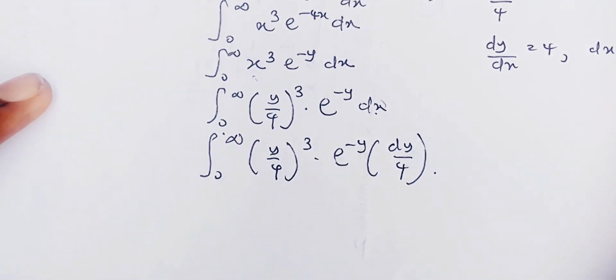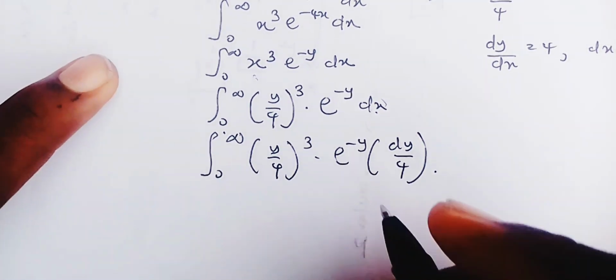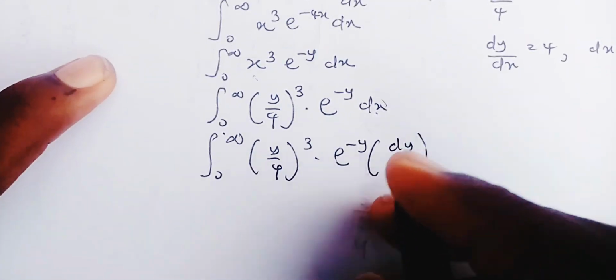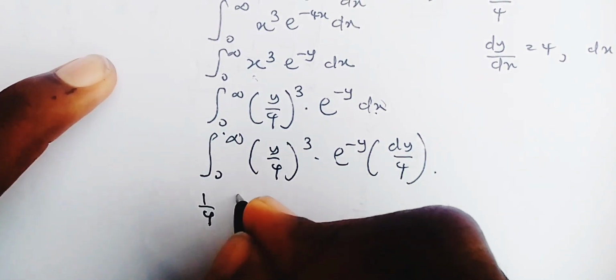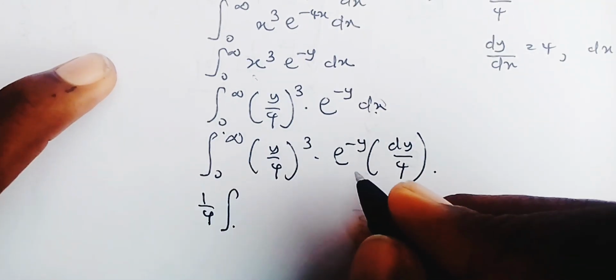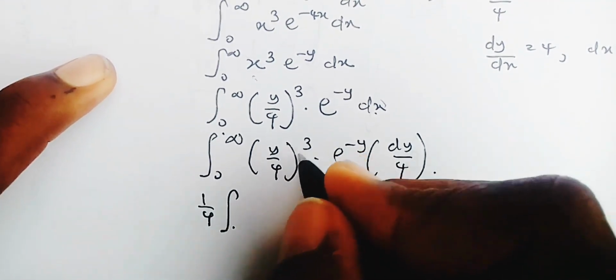So now all our variables have been expressed uniformly. Now let's just simplify what we have. So simplifying what we have, this is 1 over 4, right? So 1 over 4 goes at the back of the integral sign. And this is also 1 over 4, but this is 1 over 4 raised to power 3.